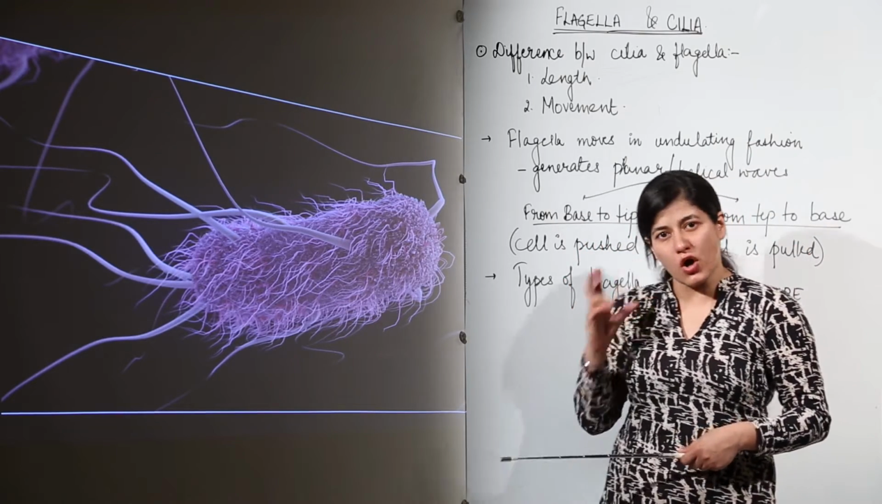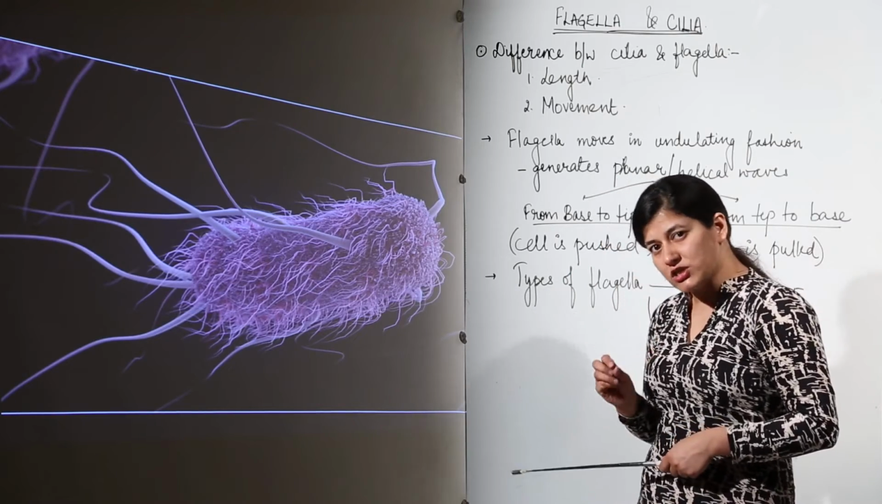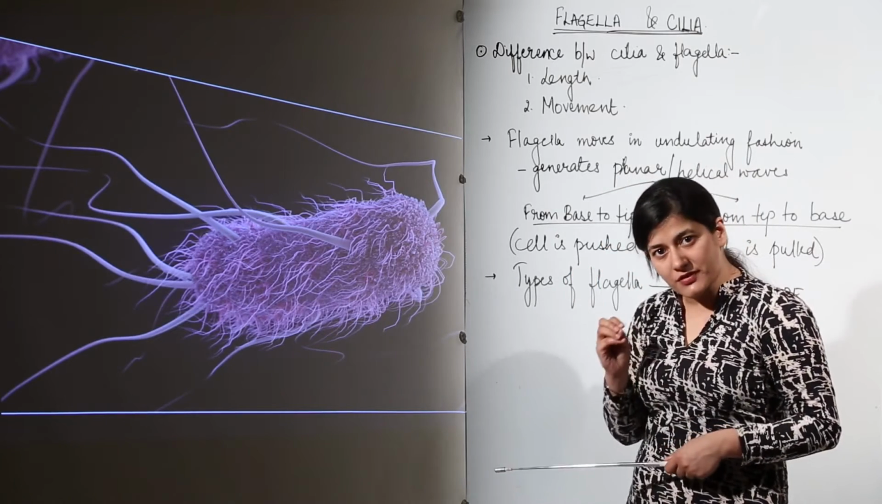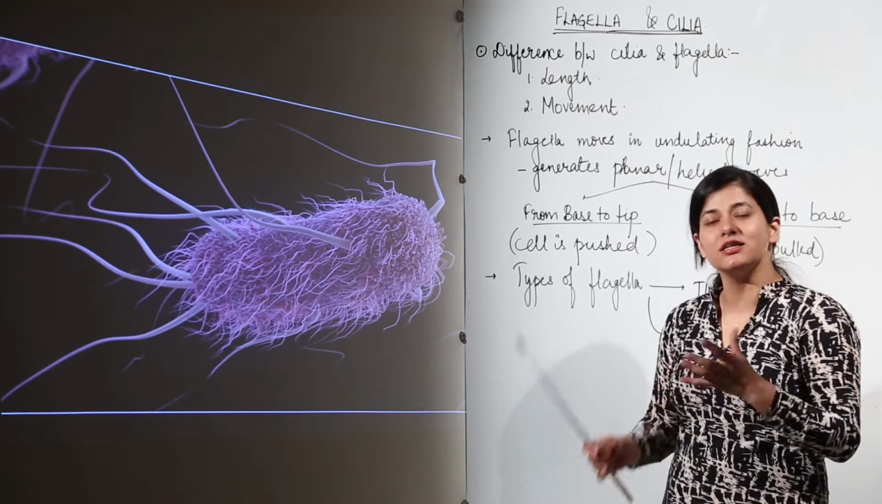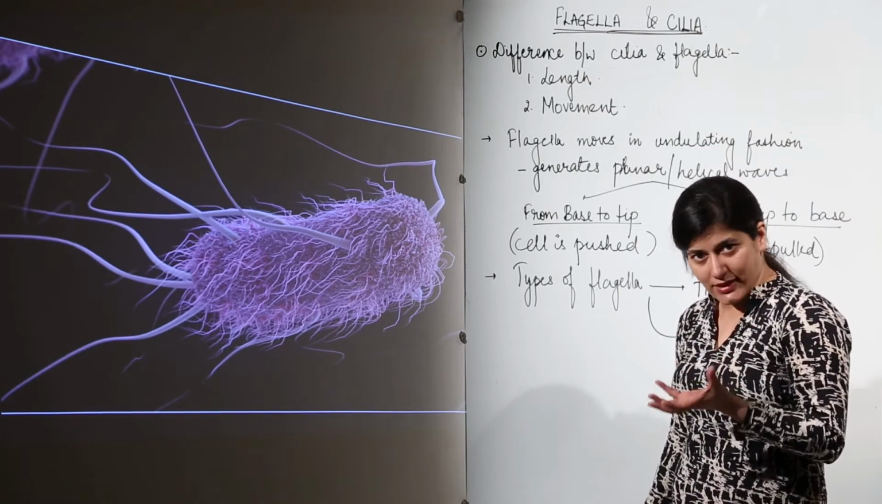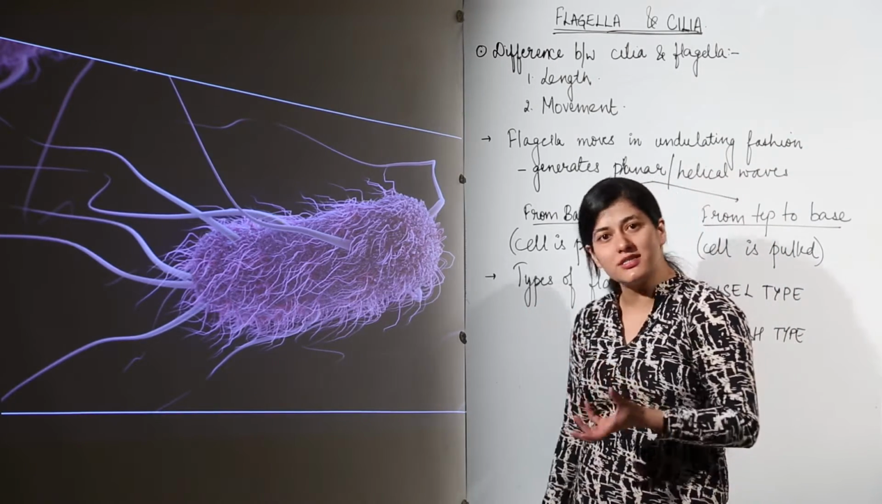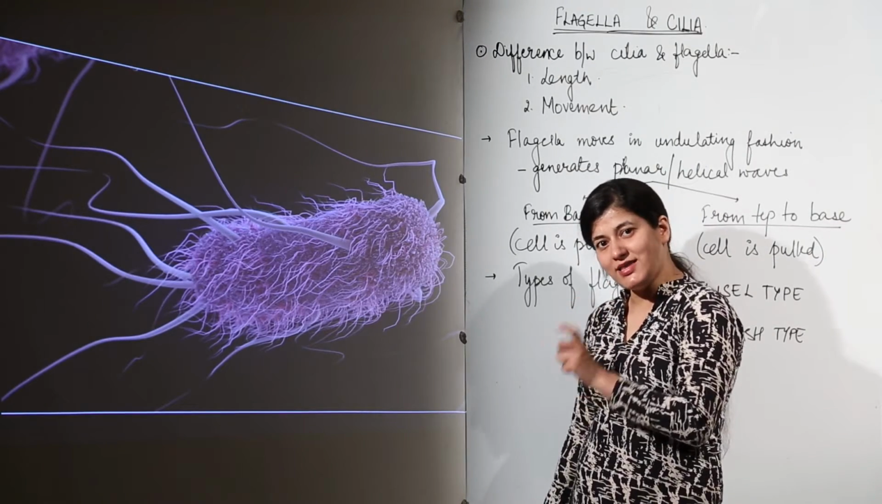So these two organelles are whip-like structures which are present on the free surface of the cell, and what is their function? That is bringing the motility to the cell, so that the cell is able to move within its surroundings. That is brought about by these organelles.